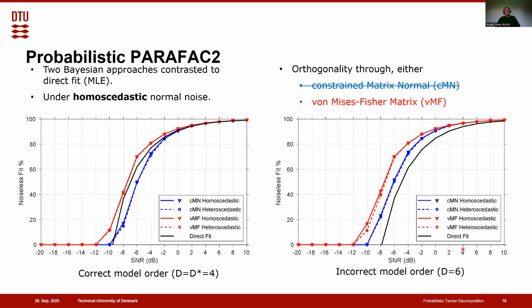Probabilistic PARAFAC2 is another method we've worked with, and I included this because it really shows what we always see. We like to plot this SNR versus fit plot. The SNR is the signal-to-noise ratio. At 0, it means there's equal amounts of signal and noise, and above 0, there's more signal than noise, and below there's more noise than signal.